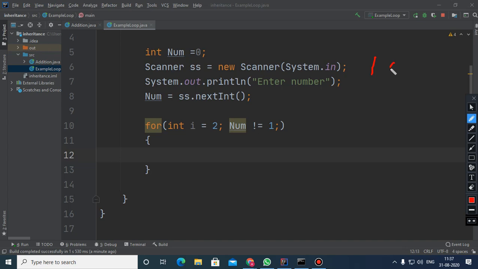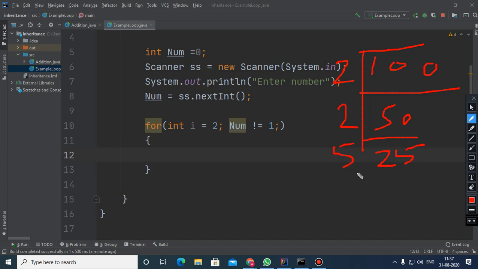Actually, when we wrote 100 here, we started with 2. It is 50. It is again 2. It is 25. It is 5. It is 5. It is 5. And it is 1. It was num, and now this num has become 1. The loop will terminate. So I am testing that whenever the value of num becomes 1, terminate this loop.